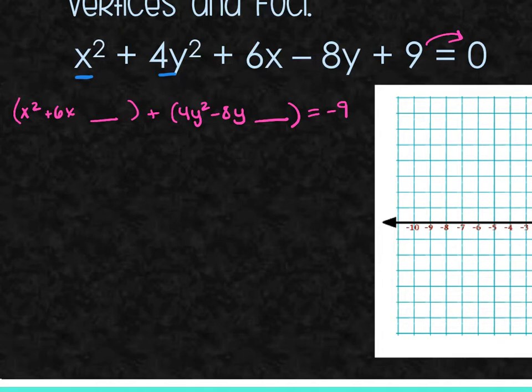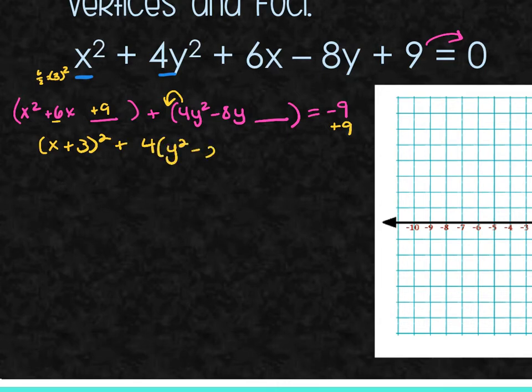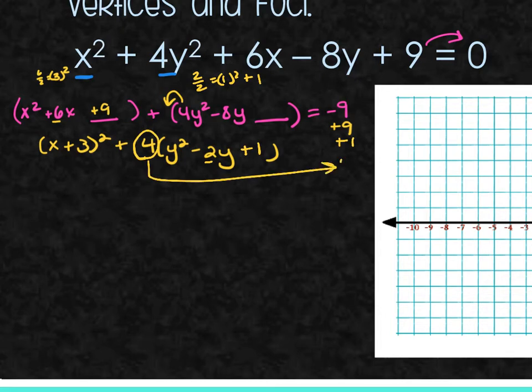Okay, so from the first one, I can just take 6, divide it by 2. That's 3. And 3 squared would be 9. So I'm going to add that here and also to the other side. For the second one, I have to first take out the 4. This one, I have to take out the 4 minus 2y. And then take the 2, divide it by 2. That's 1. 1 squared is 1. So that's what I'm going to add here. Before I add it over here, like I usually do, I have to multiply it times the 4. So I'd get 4 times 1, which means I'm going to add 4.